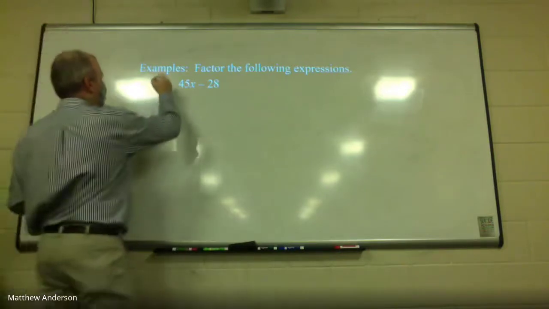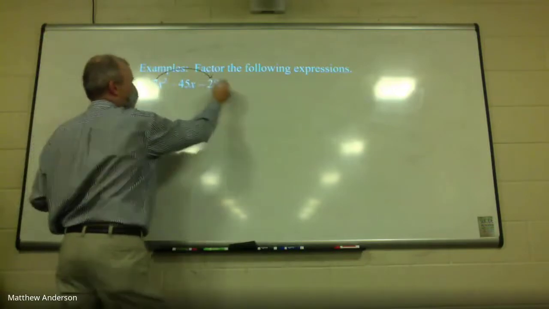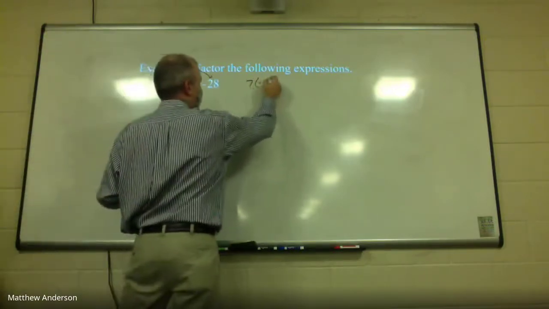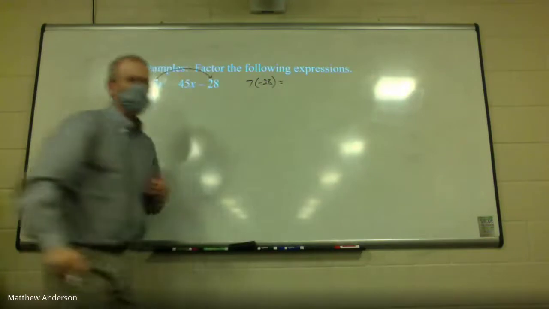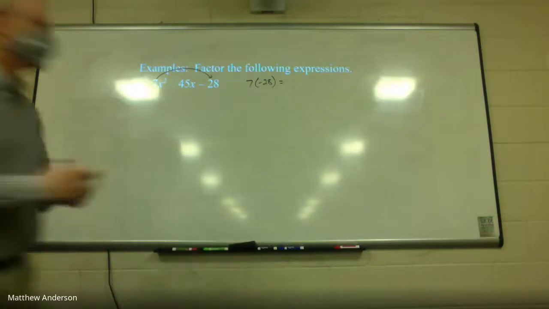Right? We're going to multiply. I may need some help with a calculator here. We're going to multiply 7 times negative 28. Can somebody help me out? What is 7 times negative 28? Negative 196.